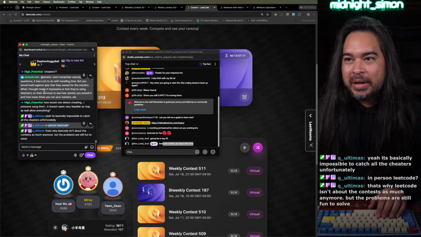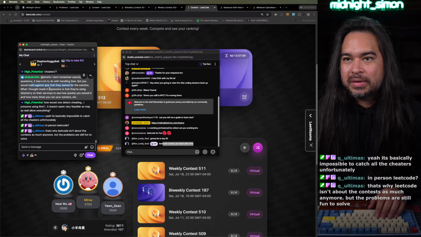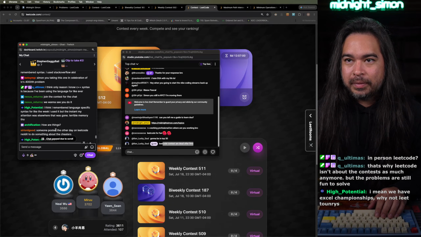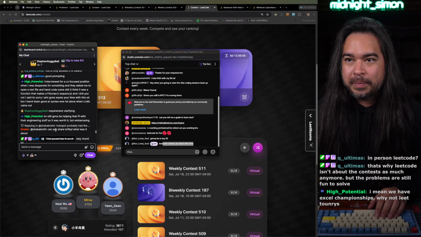I don't remember exactly the question. It had a lot to do with handling time, but you would build against APIs that they own for the solution. What I thought made it impressive is that they're using telemetry on their services. See how quickly you solved it. Wait, what? What are we talking about?